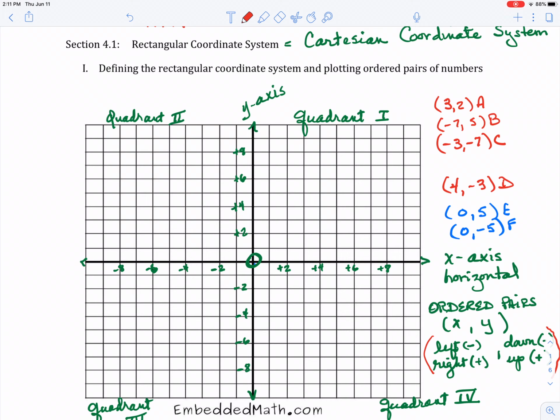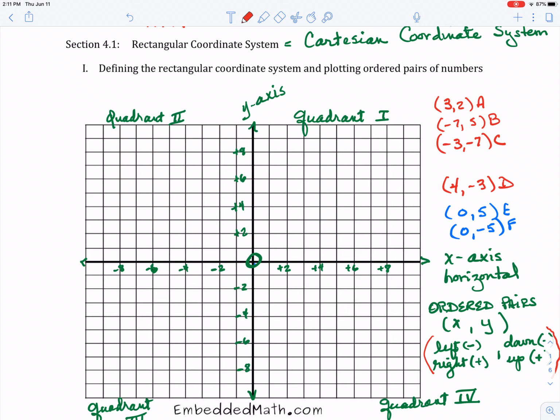The horizontal number line is called the x-axis. And you see it has positive numbers on the right of 0 and negative numbers on the left of 0. The vertical axis is called the y-axis. The positive numbers are above 0, moving upward, and the negative numbers are below 0, moving downward. This pair of axes divides the two-dimensional space into 4 quadrants.